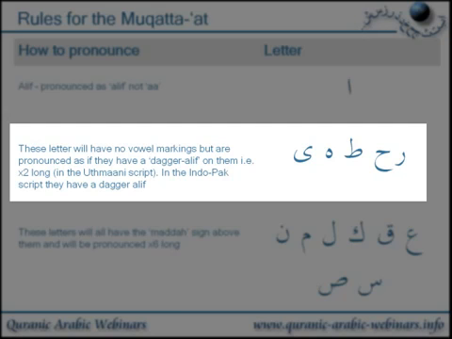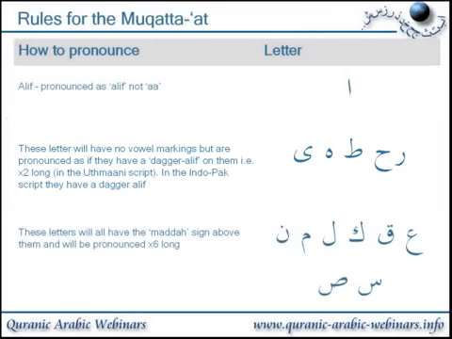Even though we're pronouncing the name of the letter, when you pronounce the name of the letter, it will be too long. So we just saw you had ya, tha, ha, ra, ha, all of them too long. And the alif is just quickly said as alif, one long.